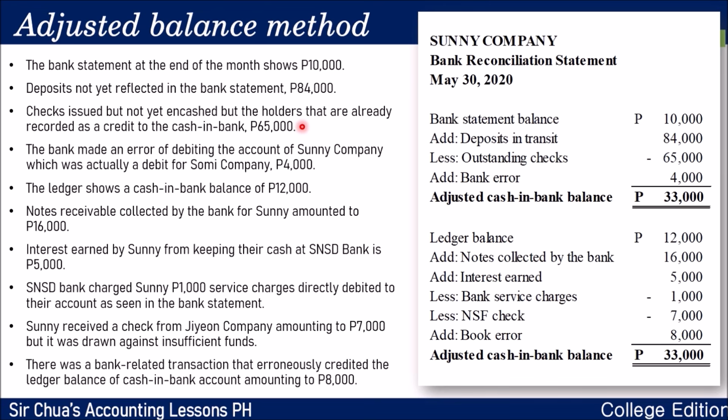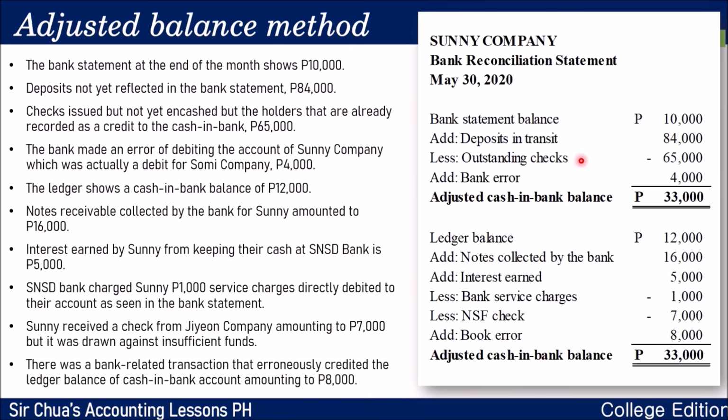Checks issued but not yet encashed by the holders, that are already recorded as a credit to the cash in bank, 65,000. Parang may mali po ako grammatically, sorry po. Ibig sabihin lang po nito is checks po na na-issue pero hindi pa po siya napapa-encash or nape-present ng holder sa bangko para makuha na nila, at hindi pa po nababawasan yung company sa kanilang account, 65,000. So, outstanding check po yun. Sorry po sa grammatical error.